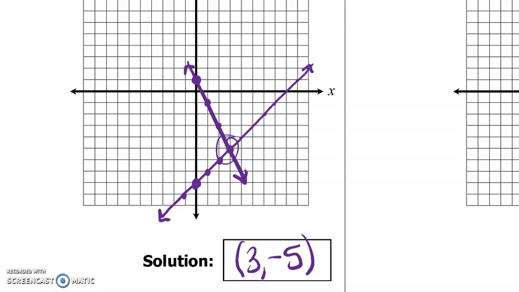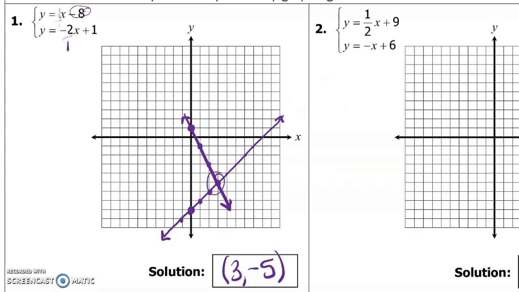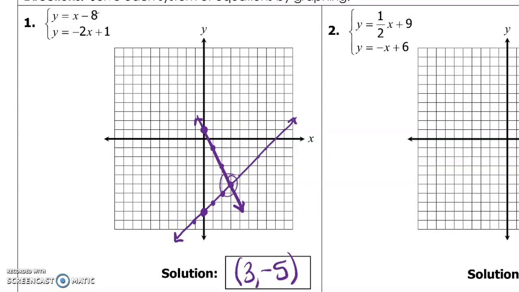So you need all three of those things to get full credit for each of these problems. You need 2 lines that are graphed, or 1 if it ends up being the same one, and then your solution. Most of the time that will be an ordered pair. Now, like I said earlier, you can check to make sure your answer is correct. The way you do that, this is x and this is y. You need to plug it into both equations.